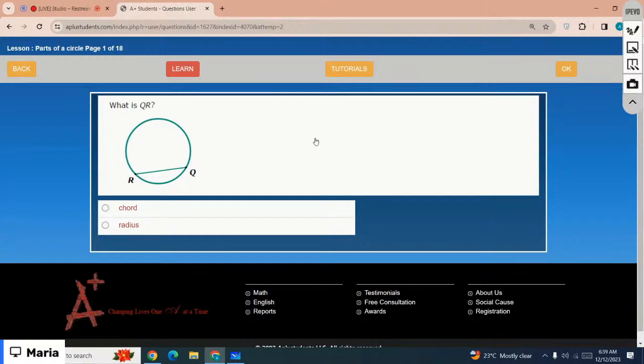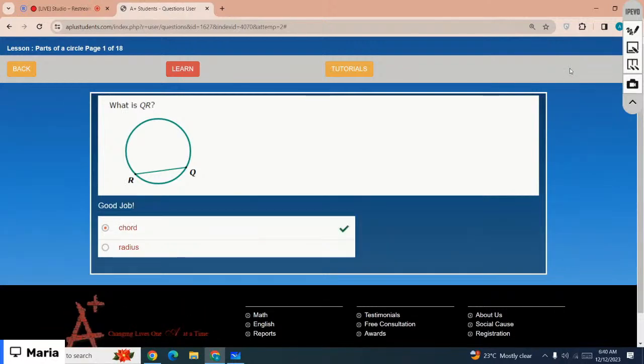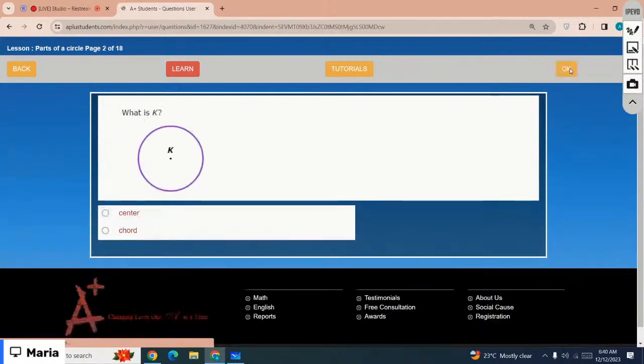That is the chord, not the radius. Radius is the one that starts from the center of the circle and touches any point on the circle. But that line is not passing through the center of the circle, so that would be a chord. Got it? Okay, the next one is, what is K? Is it center or chord? Which is the correct option?